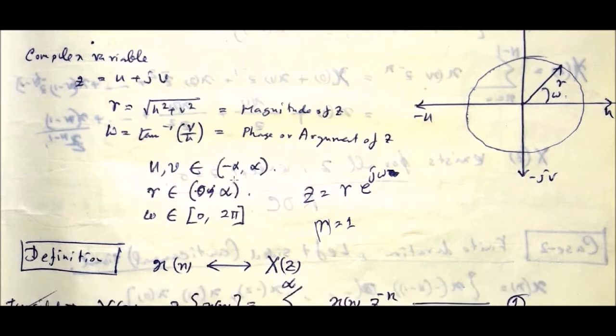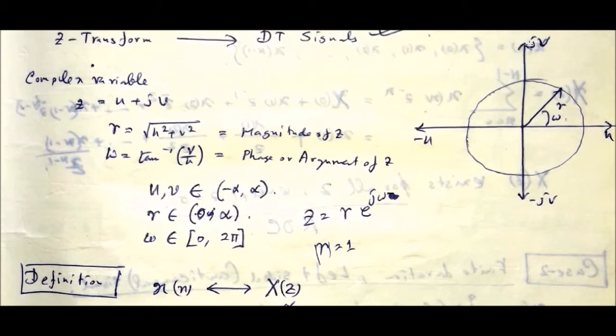The range of u as well as v is from minus infinity to plus infinity. That means it can take any value. Therefore, the magnitude r, the polar magnitude of z, has the range of 0 to infinity, and omega has the range of 0 to 2 pi, that means the entire circle. In polar form, z can be represented as r e to the power j omega, where r is the magnitude and omega is the angle.